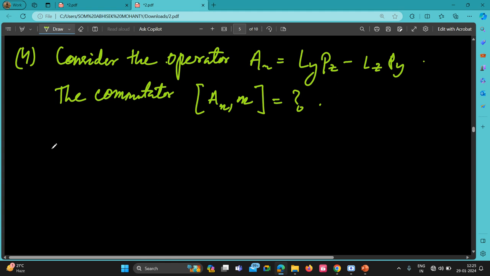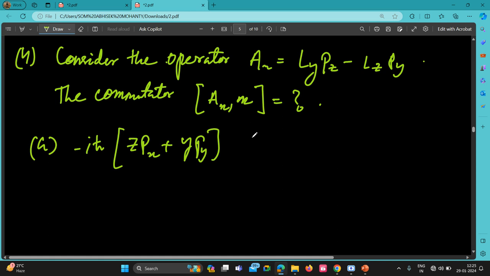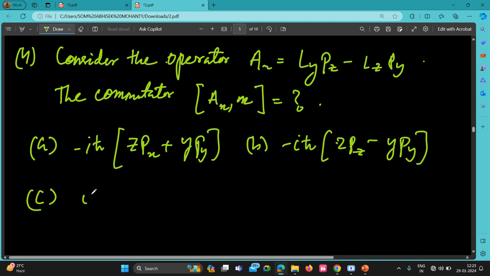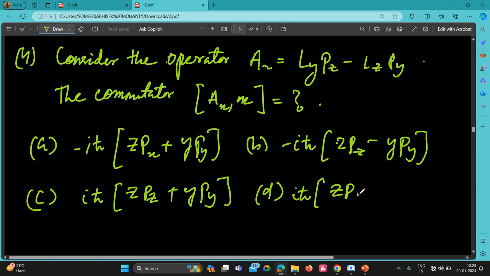Option A: minus iħ (J P_X plus Y P_Y). Option B: minus iħ (J P_Z minus Y P_Y). Option C: iħ (J P_Z plus Y P_Y). Option D: iħ (J P_Z minus Y P_Y). These are the options. Consider the operator A_X equal to L_Y P_Z minus L_Z P_Y. The commutator A_X, X is how much? These are the options.